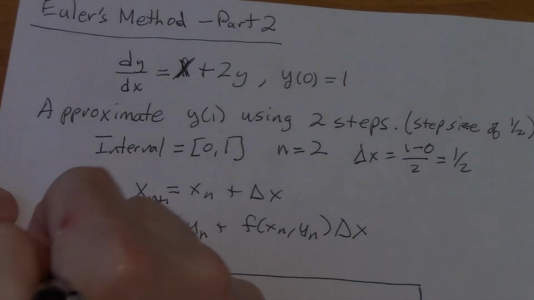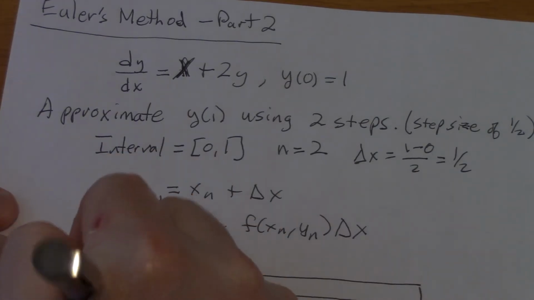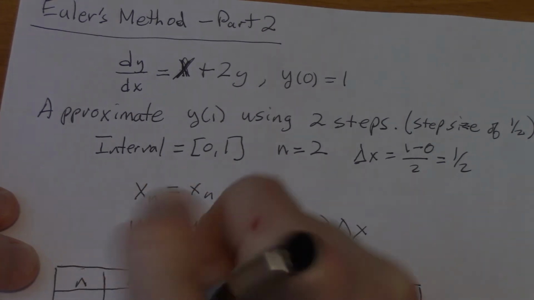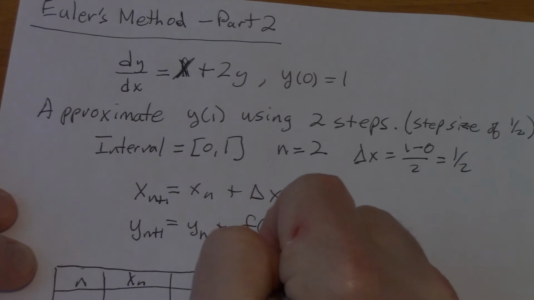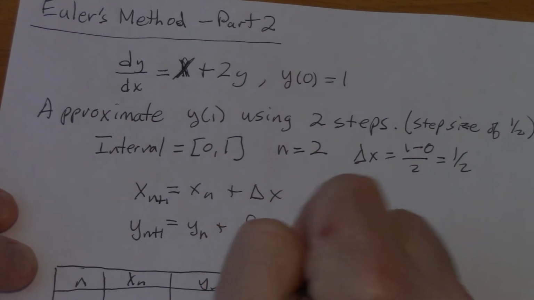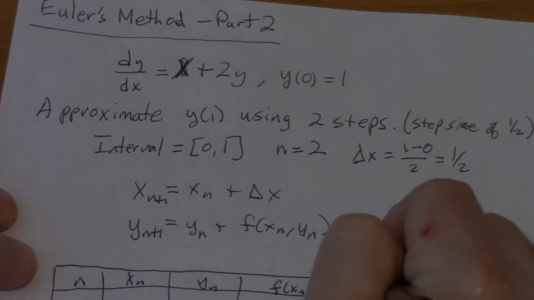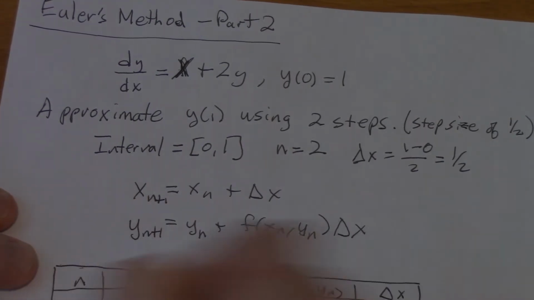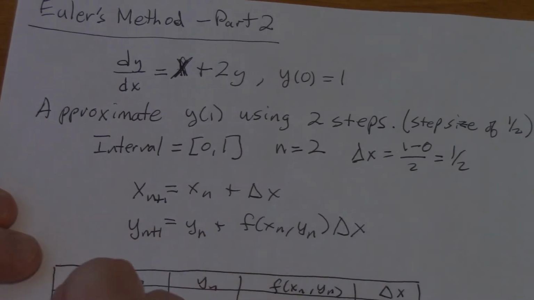So let's see, what do we need in terms of our headings up here? We're going to know what step we're on. We're going to know the x value. And we're going to know the y value. We're going to calculate the slope, which is f of xn, yn. And we're going to need to know the delta x. And now notice we're doing two steps. So n is going to be 0, 1, and 2.